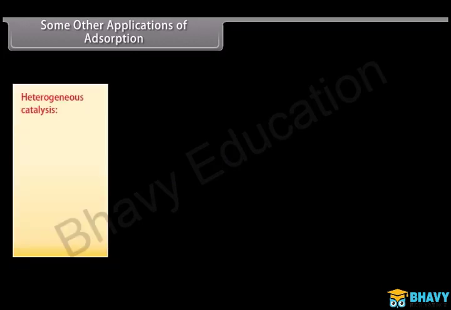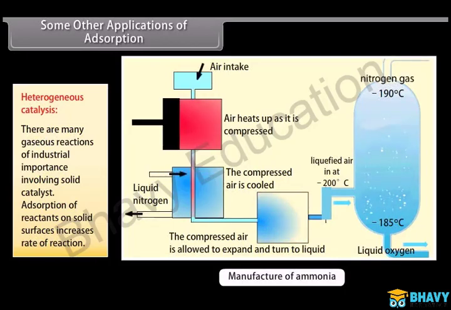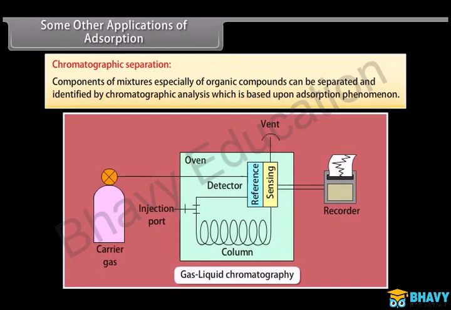Heterogeneous catalysis. There are many gaseous reactions of industrial importance involving solid catalysts. Adsorption of reactants on solid surfaces increases the rate of reaction. For example, manufacture of ammonia, sulfuric acid, and hydrogenation of oils. Chromatographic separation. Components of mixtures, especially of organic compounds, can be separated and identified by chromatographic analysis, which is based upon the adsorption phenomenon. For example, thin layer chromatography, paper chromatography, and gas-liquid chromatography.